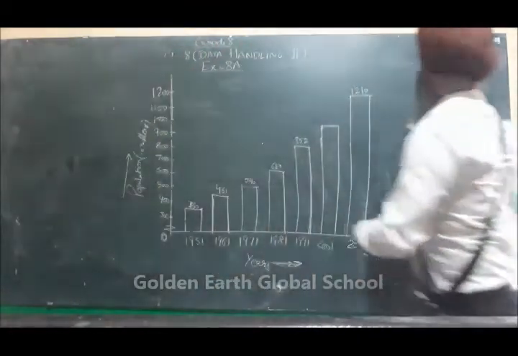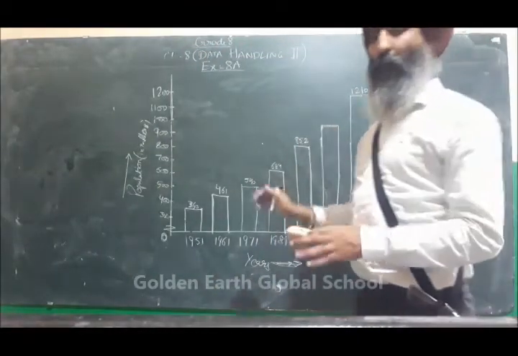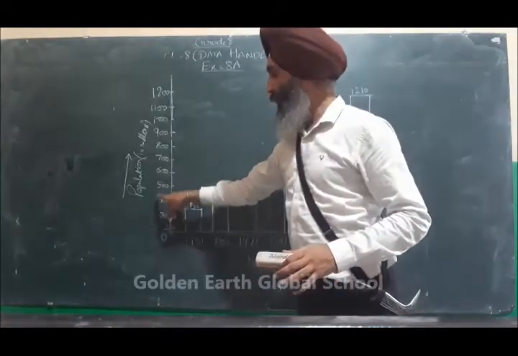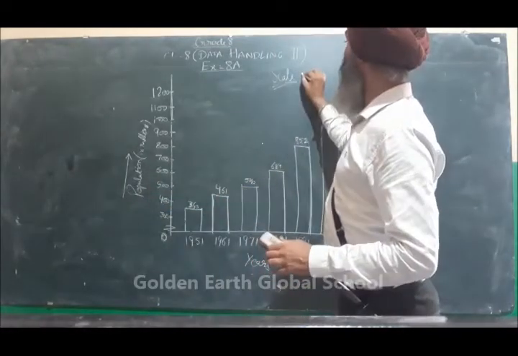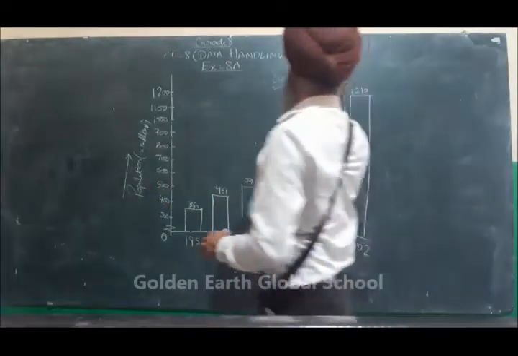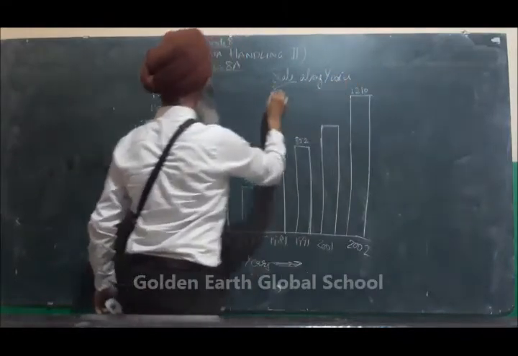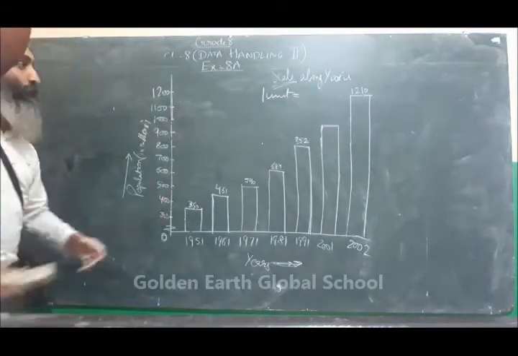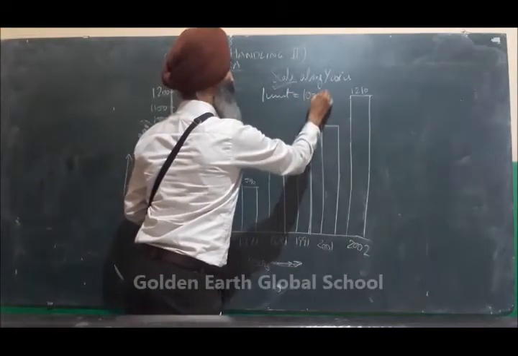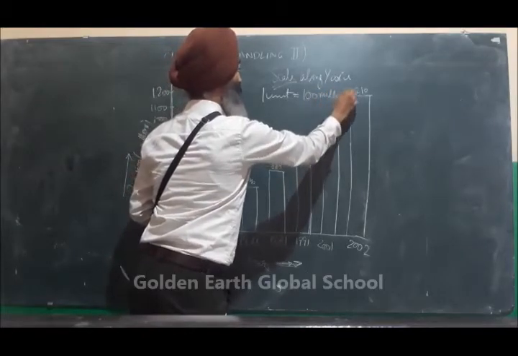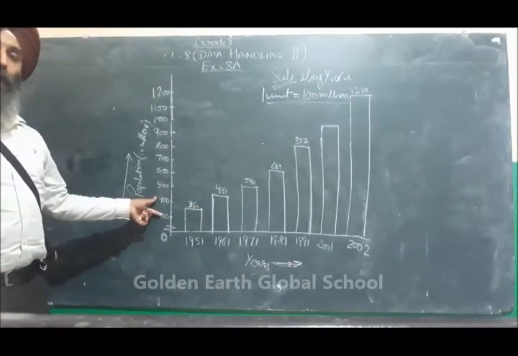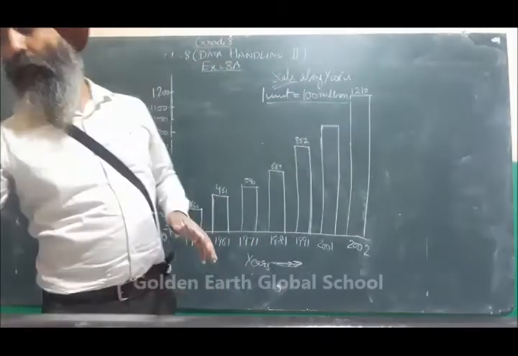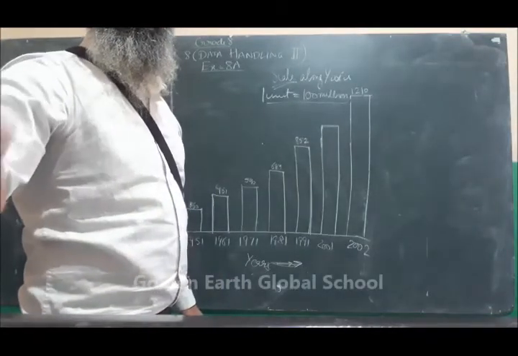So now at the last, after doing the bar graph, you have to mention the scale. Scale means whatever scale you have taken along the y-axis. So the scale along the y-axis is that 1 unit, this 1 unit represents 100 million population. This 1 unit will represent 100 million. So understood how to make the bar graph. Similarly, we will do the other questions of this exercise.